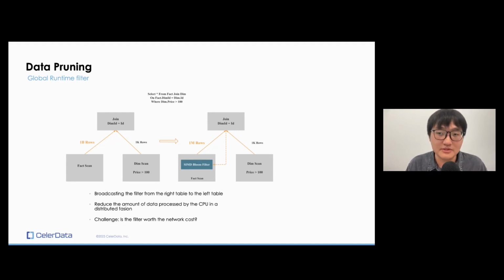But in a distributed environment, it's very different because we actually need to send this filter to all of the nodes that the other table is on, and this has a lot of network overhead. So the actual challenge is, is the filter worth the network cost? Sometimes it is, sometimes it's not. And this is another CBO story all over again, right? It needs a lot of optimization. And we've had this feature for a pretty long time now, and it works.